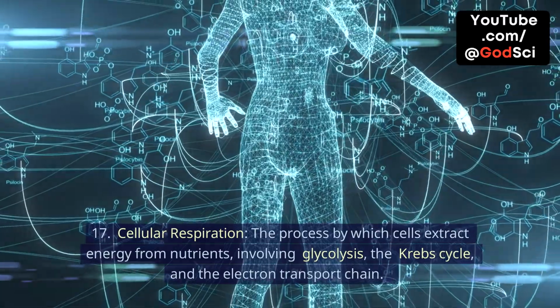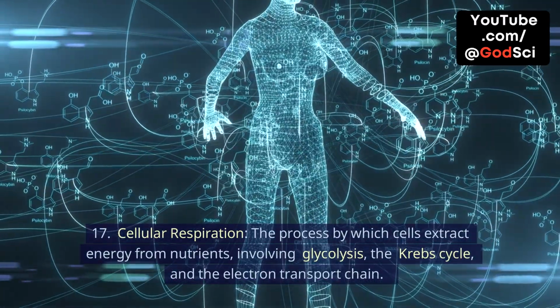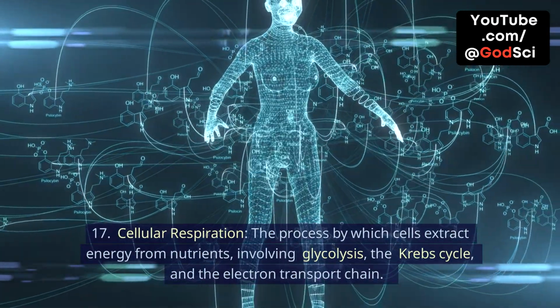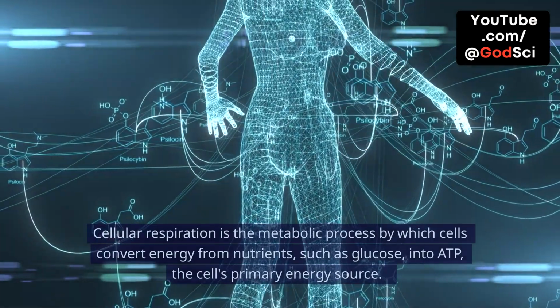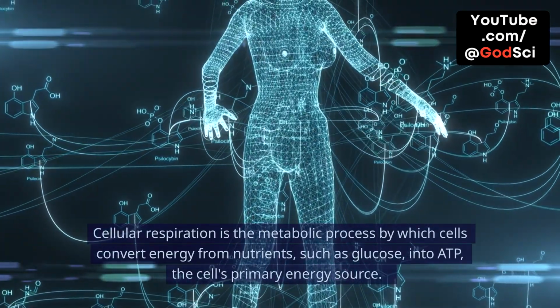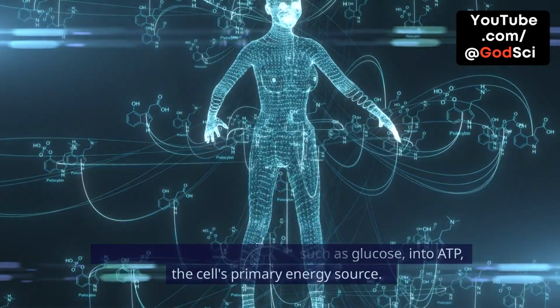17. Cellular respiration. The process by which cells extract energy from nutrients, involving glycolysis, the Krebs cycle, and the electron transport chain. Cellular respiration is the metabolic process by which cells convert energy from nutrients, such as glucose, into ATP, the cell's primary energy source.